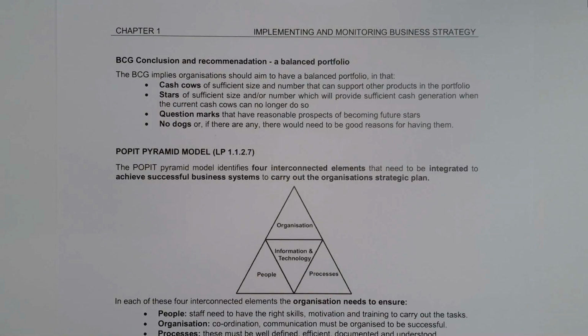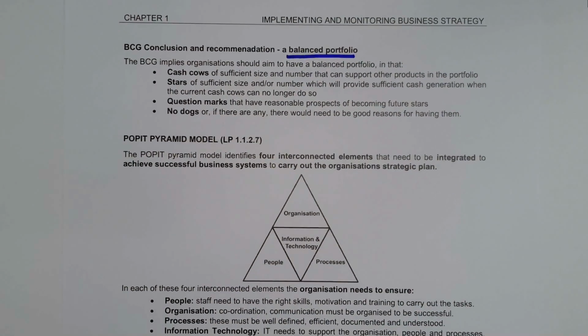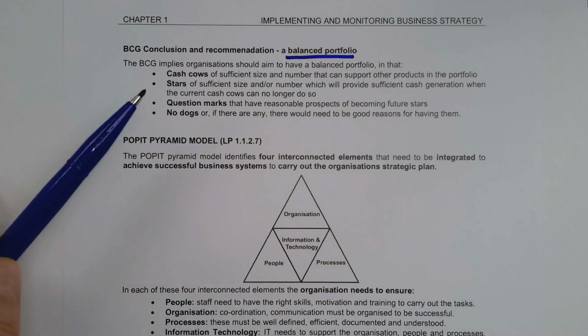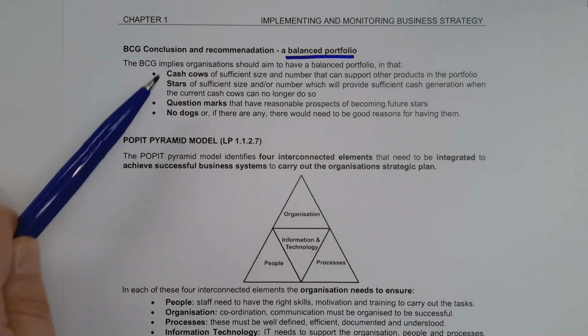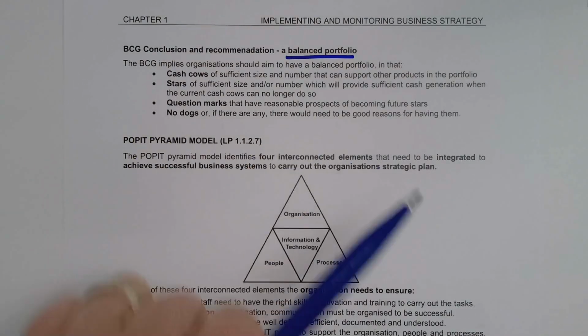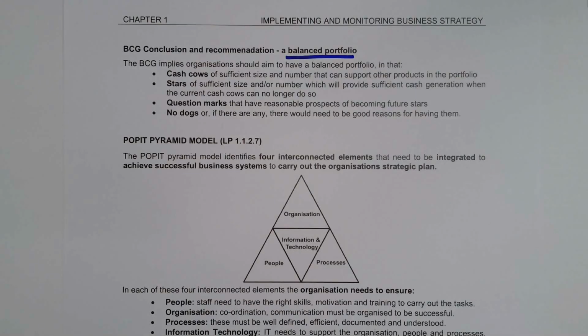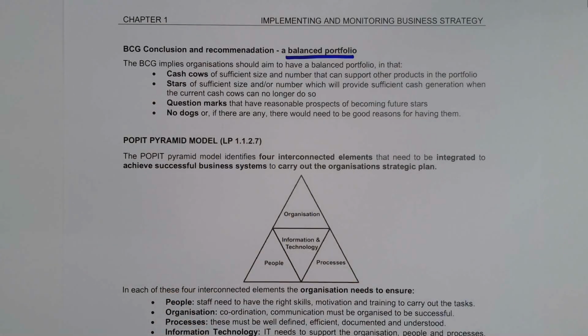The conclusion of BCG is this. What we require is a balanced portfolio. We don't want all the products as cash cows. We don't want all the products as stars, but we want a balance. Some cash cows, some stars, maybe some question marks, some new products, have a reasonable prospect of becoming future stars, and no dogs. There'd have to be good reasons if we're keeping a dog within our portfolio.